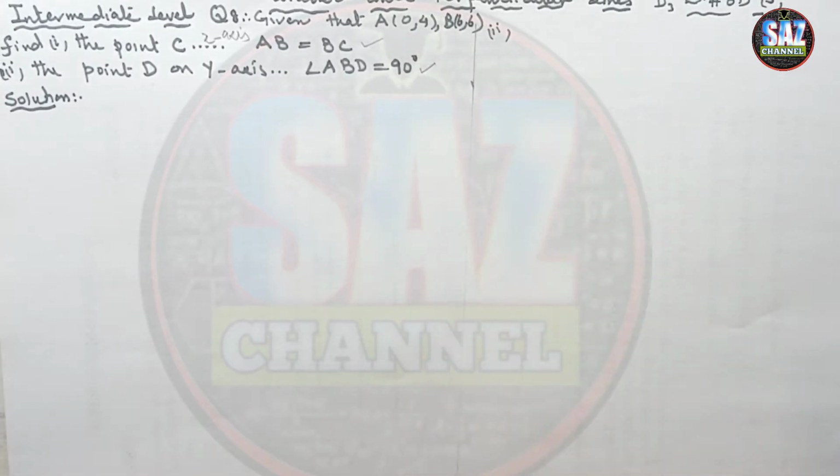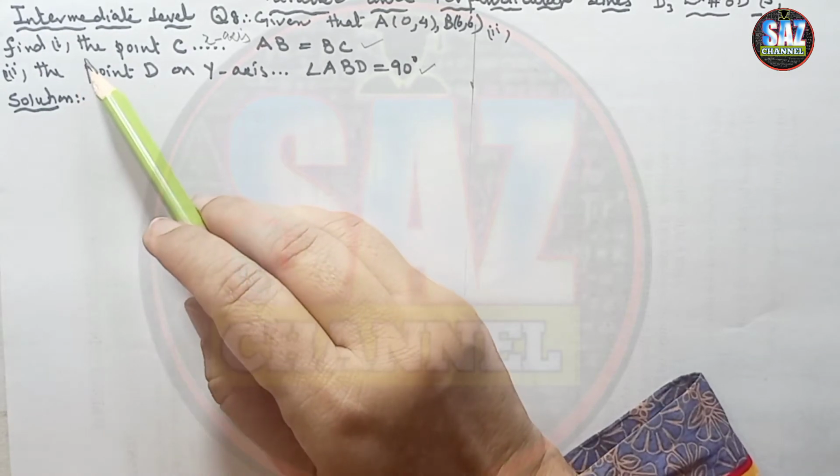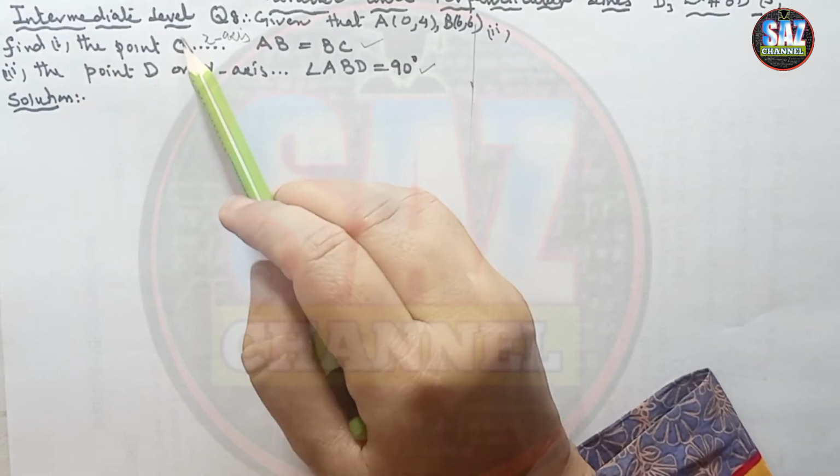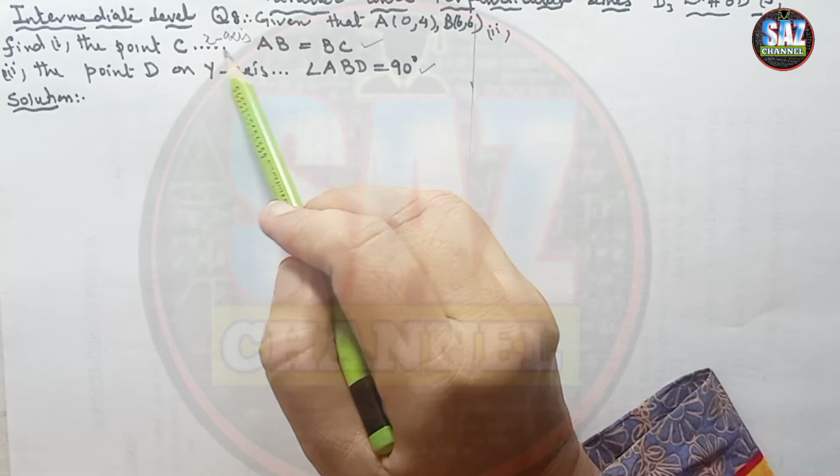For this concept, I always ask my students to understand the basic conditions which are given. This whole concept is based on understanding of the conditions and the language. Like if we look at the first part, we have to see that the point C which is given in the question is on the x-axis.